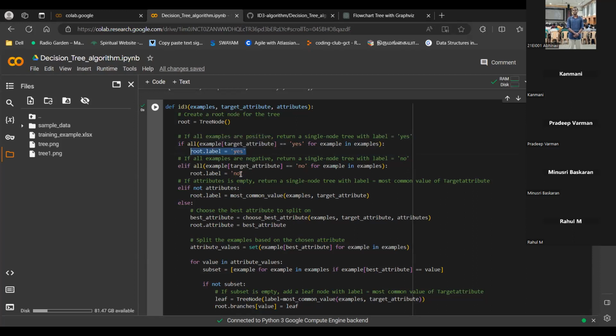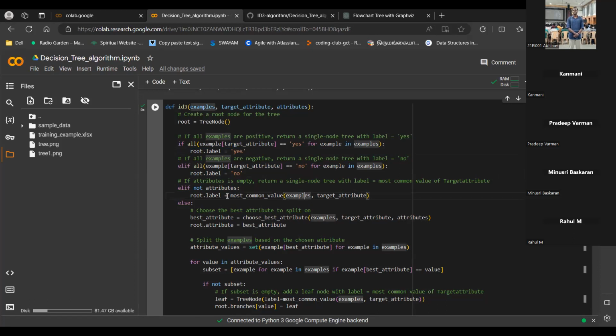Stop that recursion part. And if it's a pure no, we'll be stopping there. And the next thing is, if we don't have any attributes, but still we are having combinations of yes and no, we'll still be having some data points. From those data points, we'll be choosing whether there are most yes or most no, and we'll be setting that as the leaf node for that.